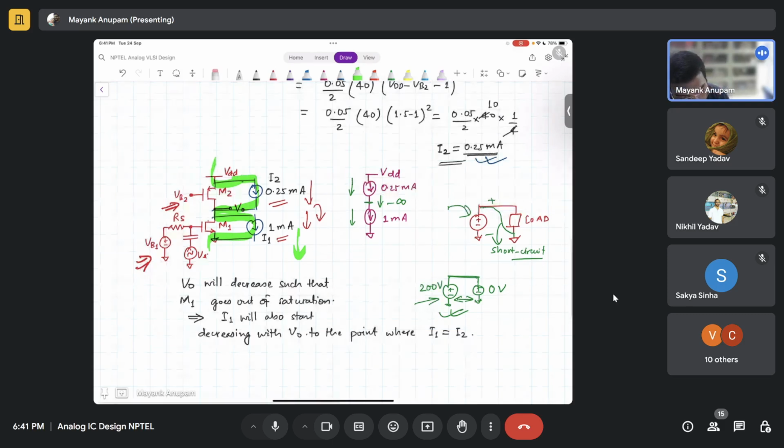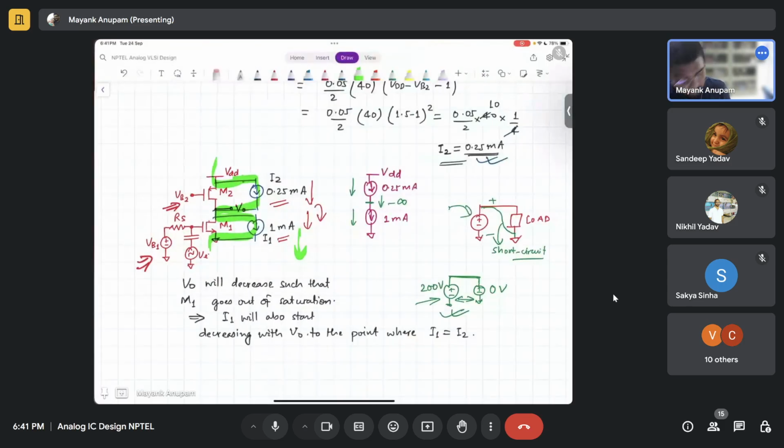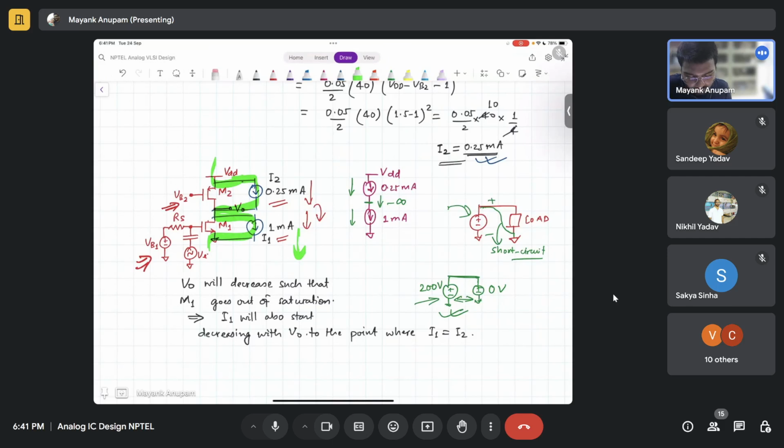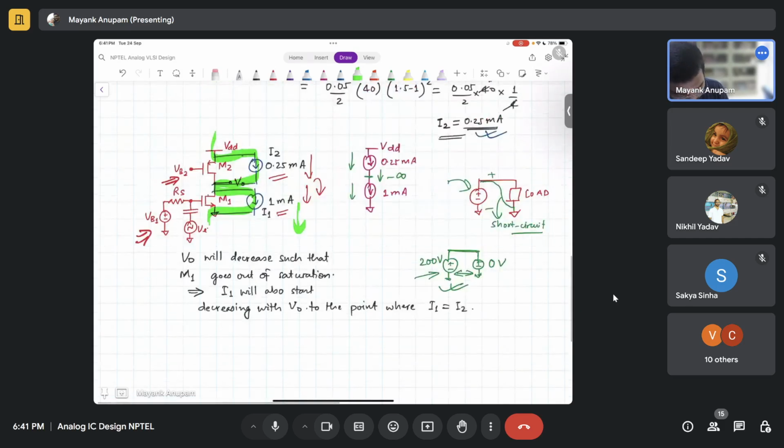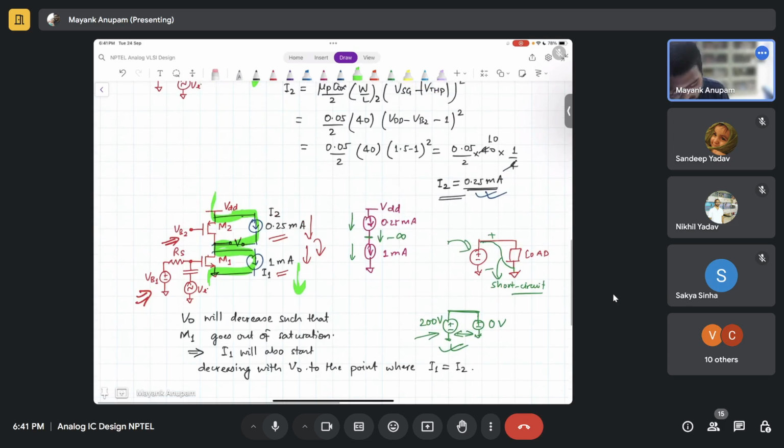In both of the conditions, when two current sources are fighting with each other, one of the two cases is going to happen, where either M2 will go out of saturation or M1 will go out of saturation. Okay, fine. So if that is understood, now tell me, what should VB2 be for both the transistors to be in saturation?